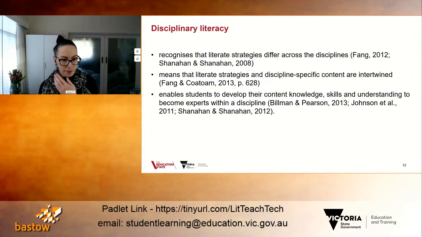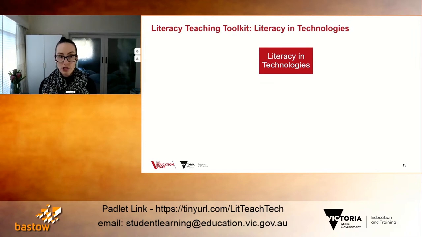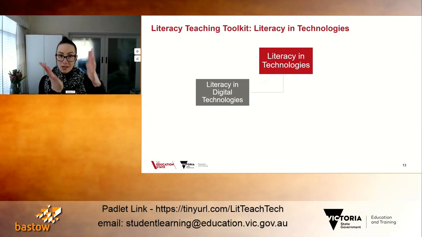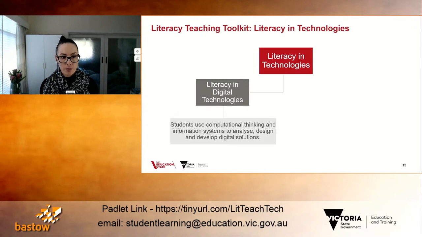Let's move ahead. In the literacy teaching toolkit, there is a section on literacy and technologies. Well, that's why we're all here. It's been separated into two sections. One section is literacy in digital technologies. So we're talking about students using computational thinking and information systems to analyze, design, and develop digital solutions. That's the computer strand of technologies. So that's one half of the toolkit.